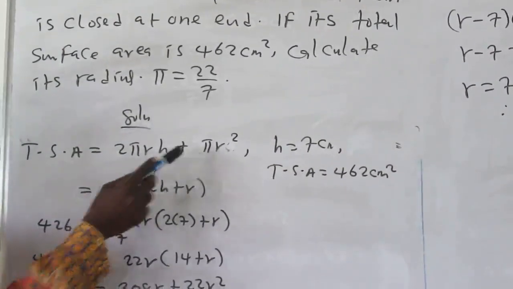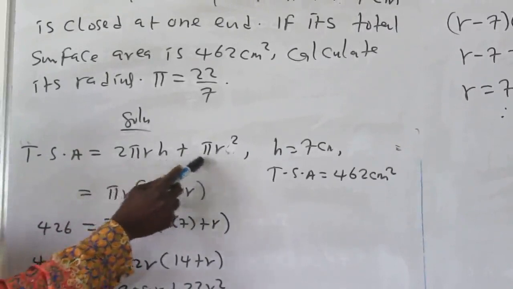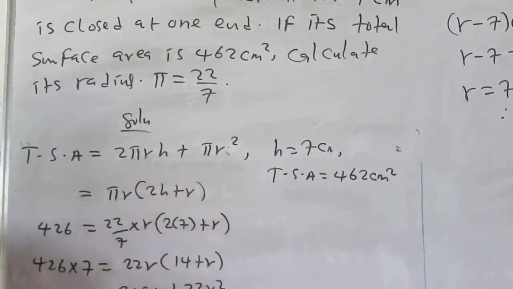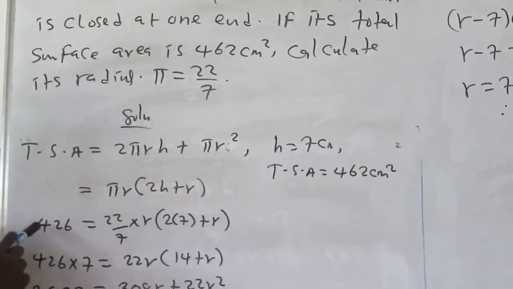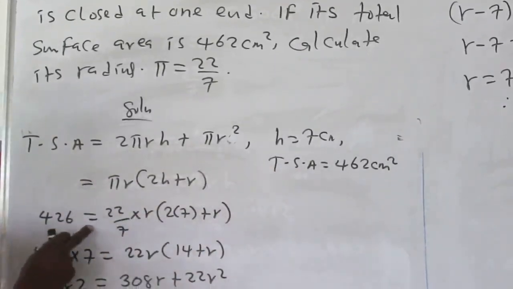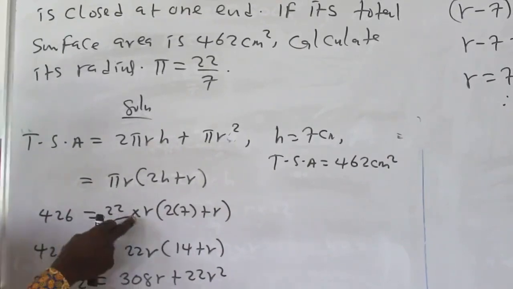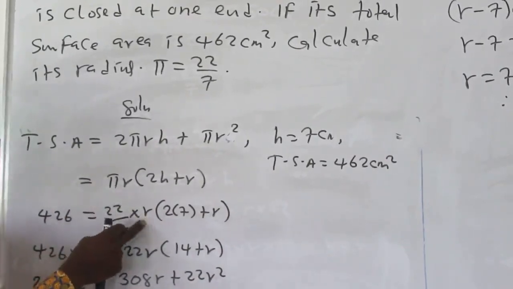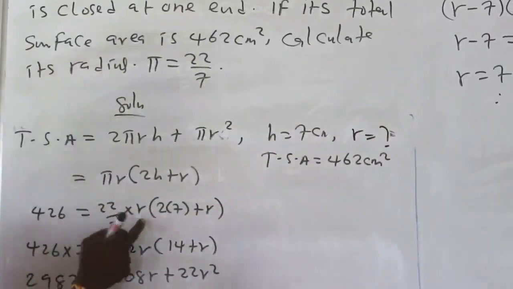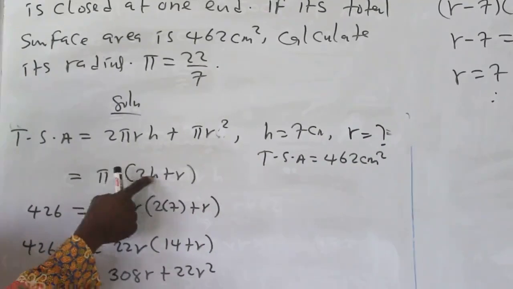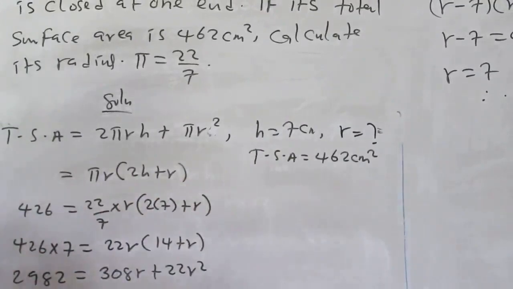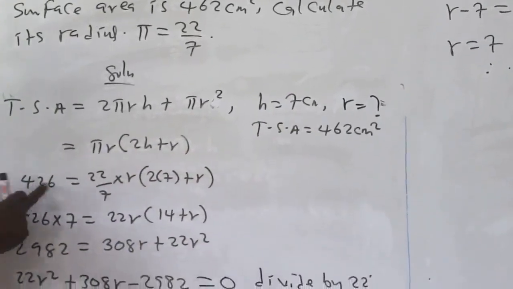So from the formula, we find that pi r is a common factor. So you factor it out. You are left with 2h plus r inside the bracket. Then in place of the total surface area, you have 4626 equals pi, which is 22 over 7, times the radius, which is what we don't know. So what we are now going to calculate is the radius. Times r, open bracket, 2h, that is 2 times 7, plus r, which is what we are looking for. Then you now have 4626 times 7.